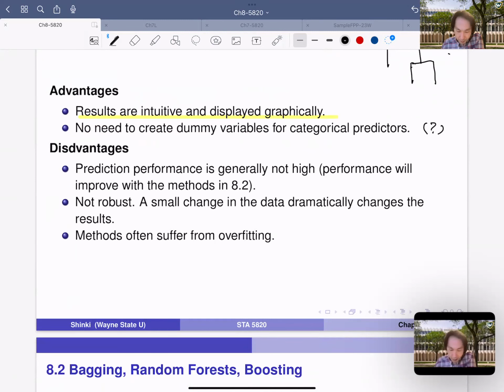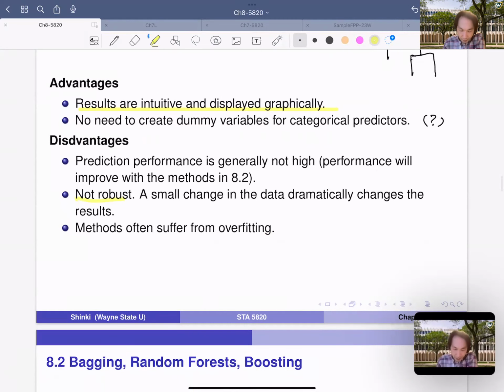And the disadvantages: the predictive performance is generally not high. So this is still a very basic idea, and we need some improvement. And the naive tree regression does not work very well in most cases. And second, it is not robust: a small change in data dramatically changes the results. You can see that, suppose we think about a binary classification problem. We have 4 observations here.